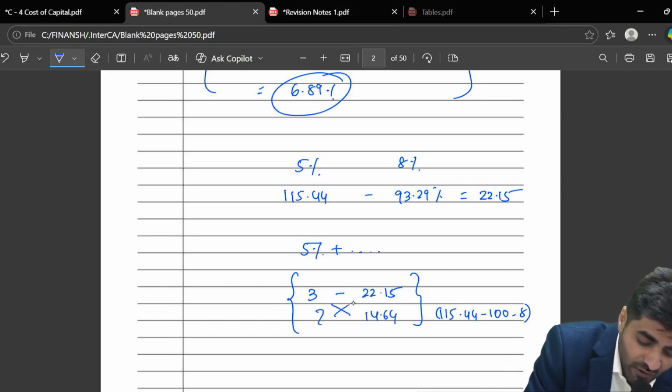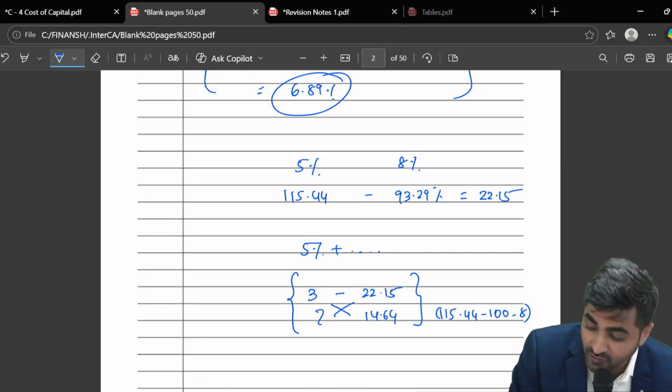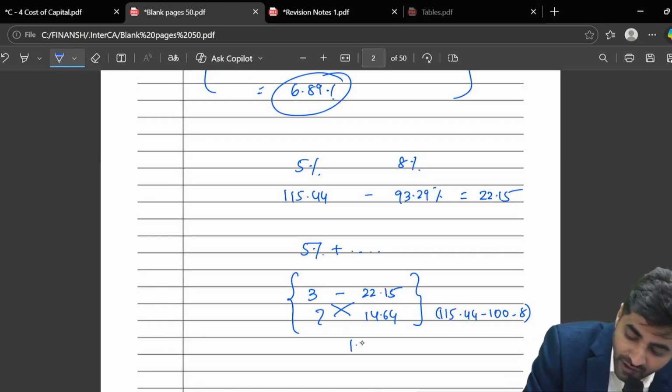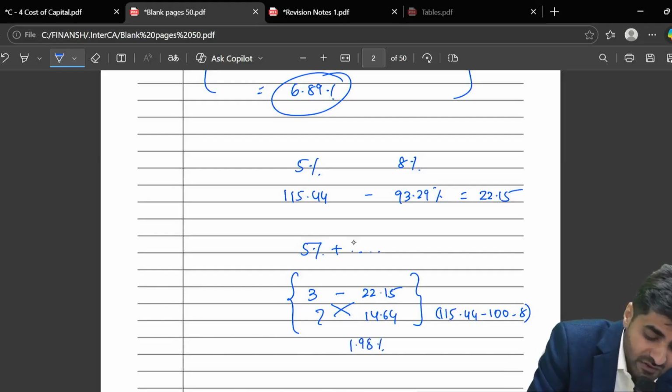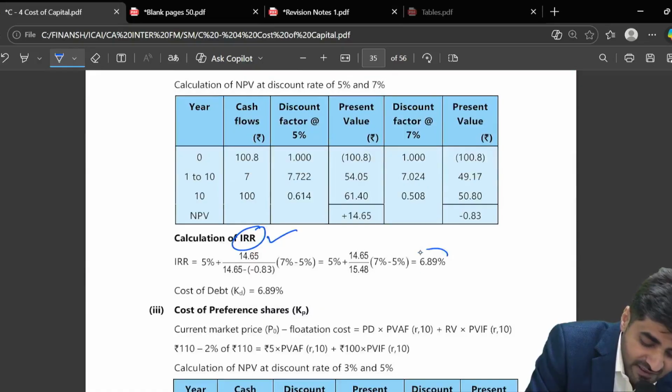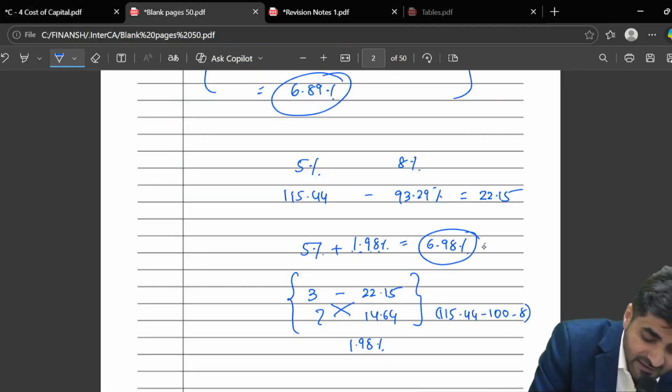So now in this particular case, 115.44, if I subtract 100.8, what am I going to get? 14.64. So now can you please tell me 14.64 into 3 divided by 22.15. How much is this? 1.98%. So if I take 5 plus 1.98%, what am I going to get? 6.98%. And if you just check, the answer for this is 6.89%. Our answer is 6.98%.